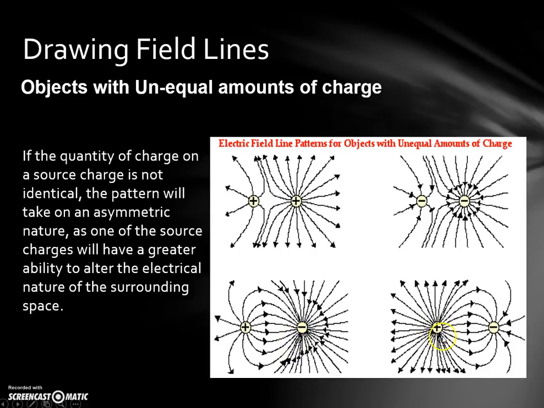In this case we have a big positive charge and a smaller negative charge, and nearly all of the field lines coming out, going into the negative are getting bent back towards our positive charge because it's so massive.